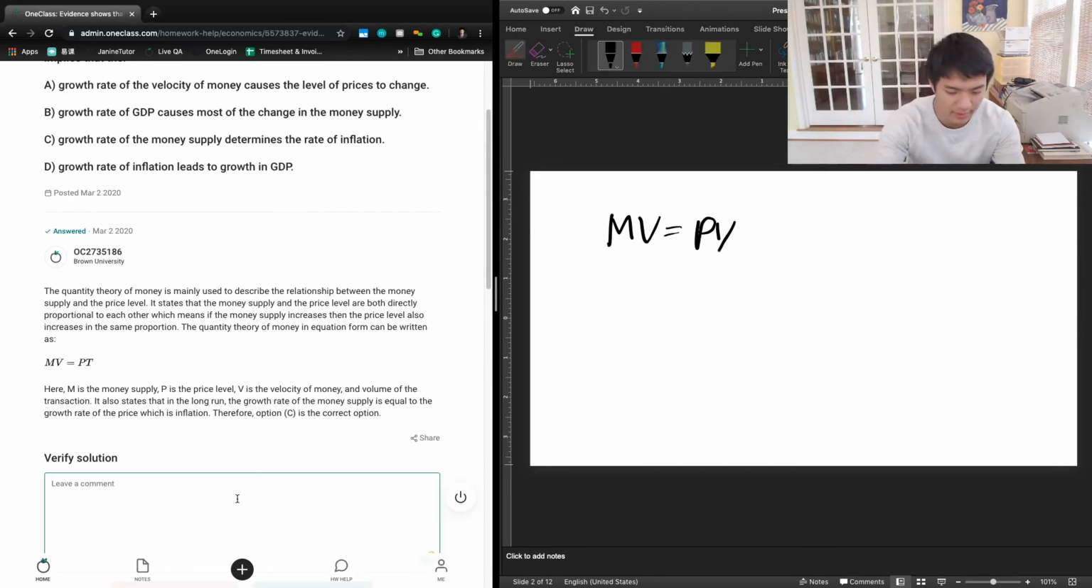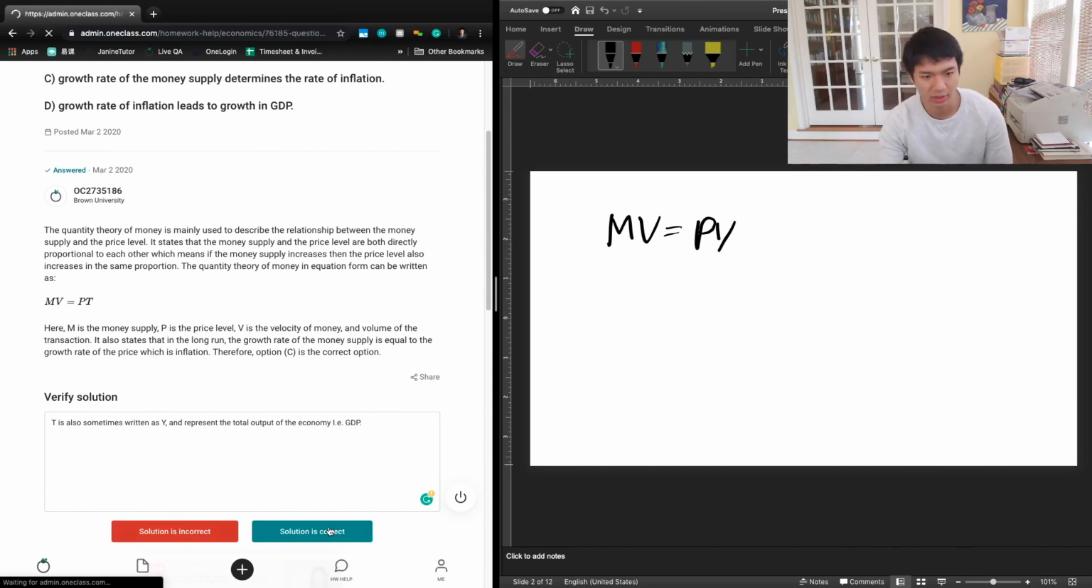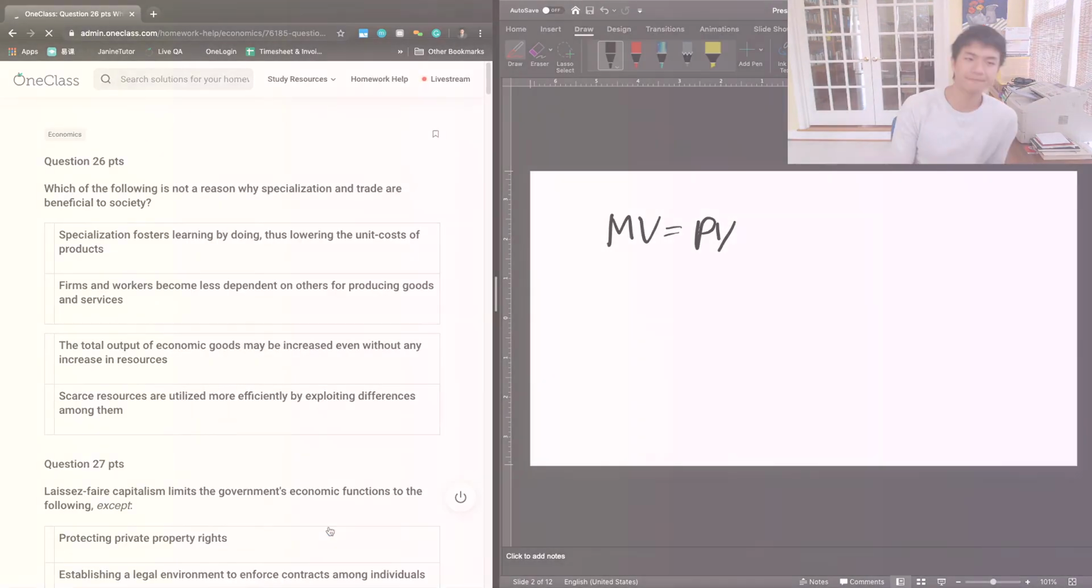So I'm just going to amend that. T is also sometimes written as Y and represents the total output of the economy, i.e. GDP. Okay. Otherwise, the rest of the answer is correct, and so we'll mark that as correct, and we can move on.